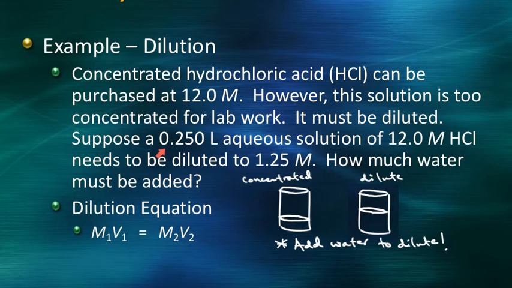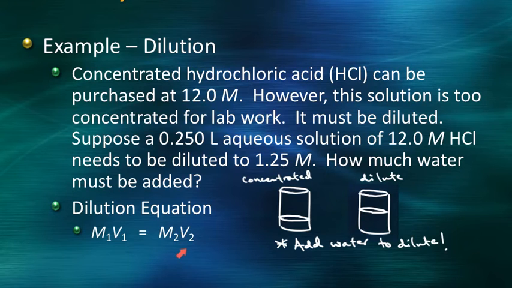So let's say a 0.250 liter aqueous solution of 12.0 molar of HCl needs to be diluted to 1.25 molar, right? So we're going from 12 down to 1.25 molar. This is still pretty concentrated, but a lot safer than what it originally started as. How much water must be added? Okay, and so there's a very useful equation for this problem.